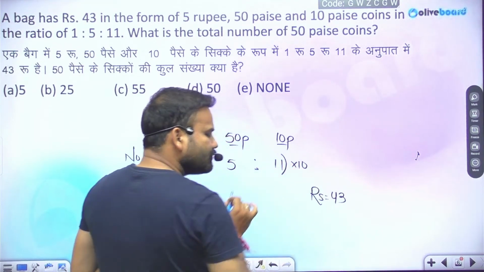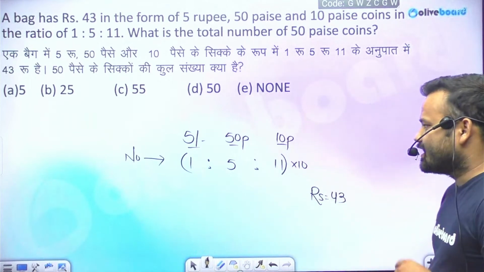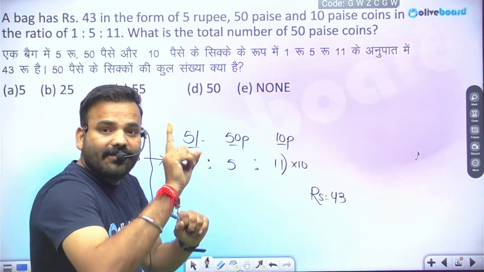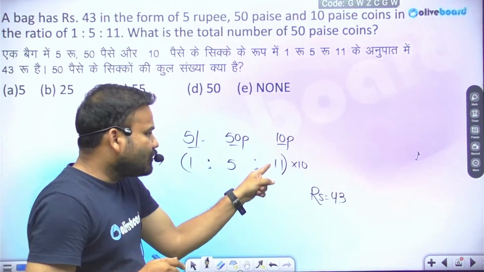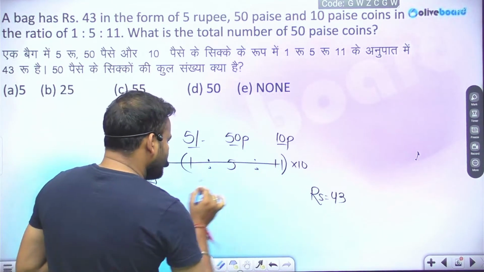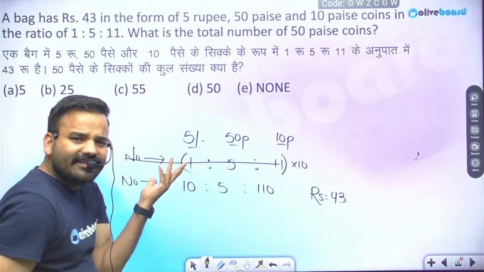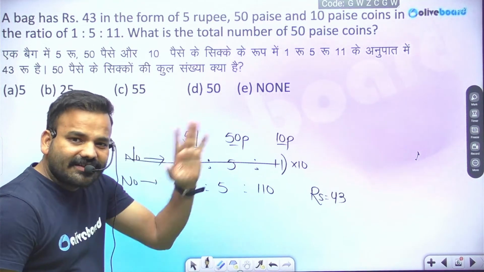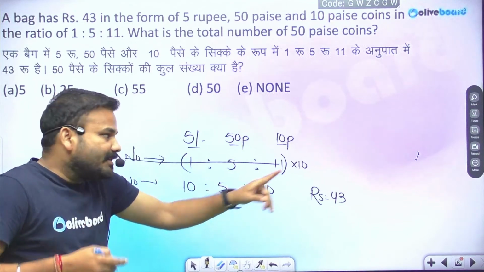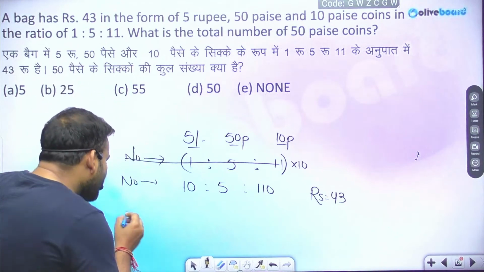Why are you multiplying this by 10? Sir, I am multiplying this by 10 because 10 paise will make 1 rupee, and this was not a multiple of 10. So I am eliminating the fraction, and the new ratio will become 10, 50, 110. Sir, has the ratio changed? The ratio will never change unless you are not multiplying all of them with the same number. The ratio remains unaltered. So I'm now converting it into values.